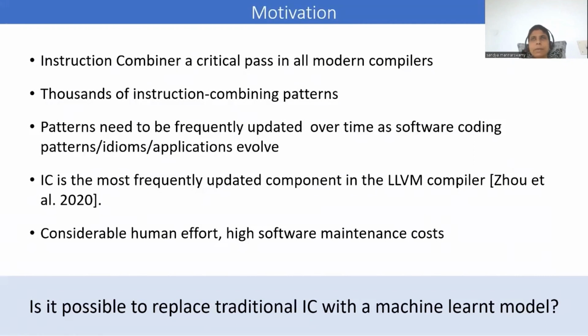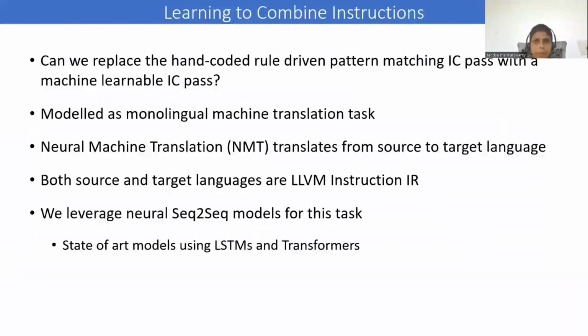And these patterns need to be frequently updated over time as software evolves, applications change, and with newer hardware as well. Therefore, there is a high software maintenance cost associated with the instruction combiner pass. Prior work has shown that IC is the most frequently updated component in the LLVM compiler. Given this considerable human effort, high software maintenance cost, and of course the software complexity, we explore the question whether it is possible to replace or augment the traditional instruction combiner with a machine learned model.